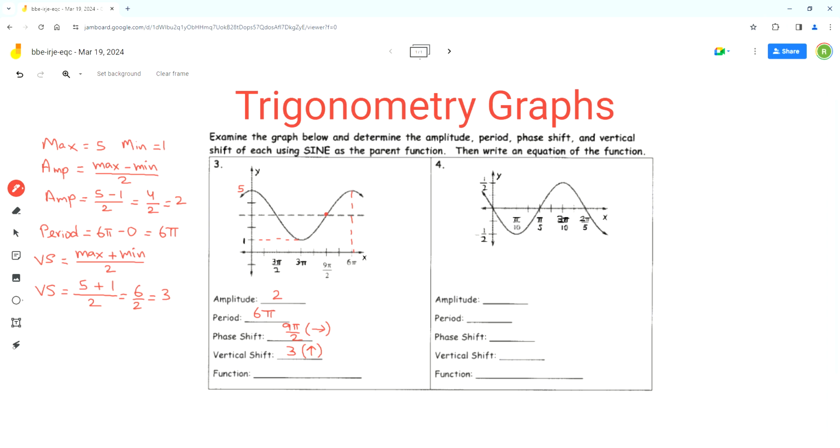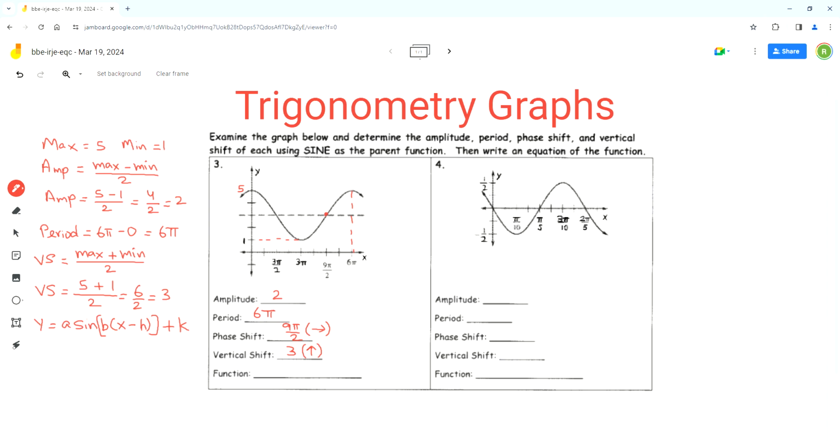Now we can write the equation for this function. We have to use the sine function. Let's start by writing the general equation of a transformed sine function. The general equation is y equals a sine b, and then parentheses x minus h, plus k. Different teachers use different letters for these constants a, b, h, and k, but that doesn't change the steps or the process for finding the equation of a transformed sine function.